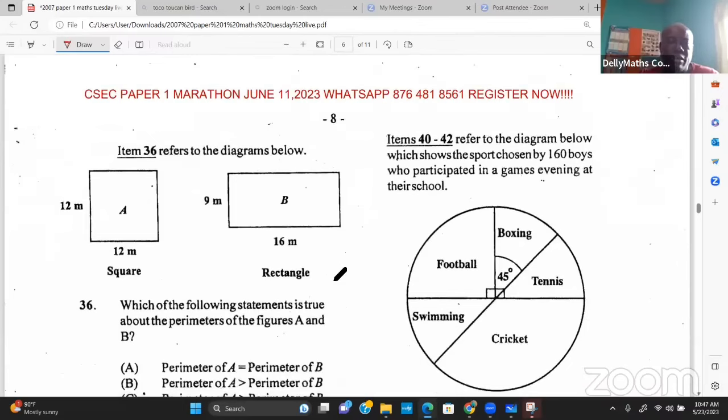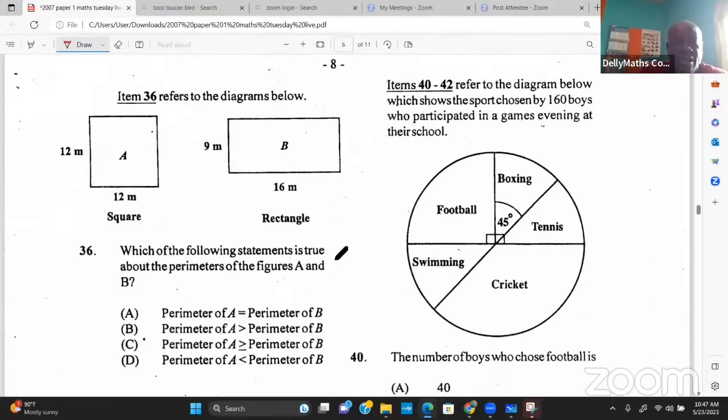All right, let's go. Number 36. Number 36 is saying here that item 36 refers to the diagram below, right? And it says we have a 12, so this is a square and we have a rectangle. All right, cool. Which of the following statements is true about the perimeter of figure A and B?